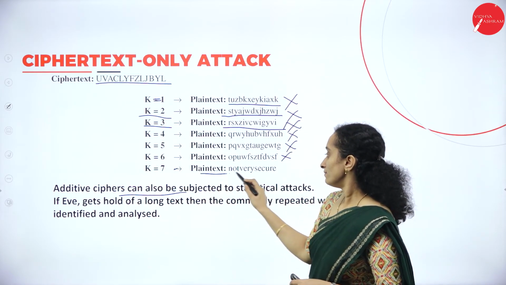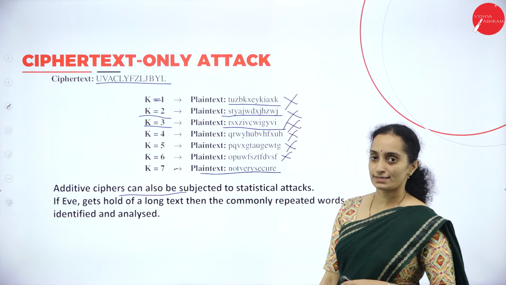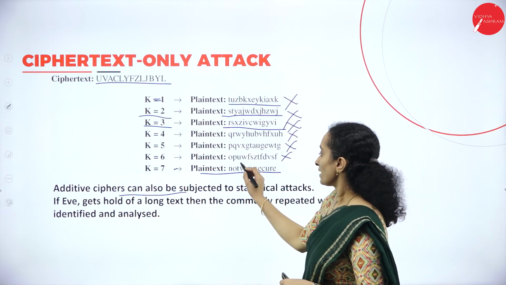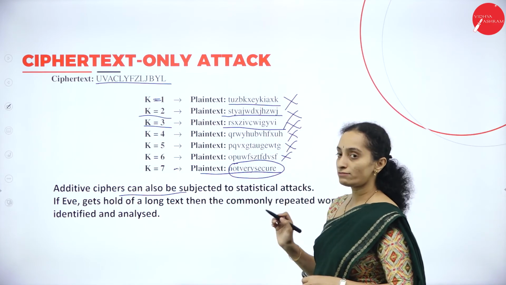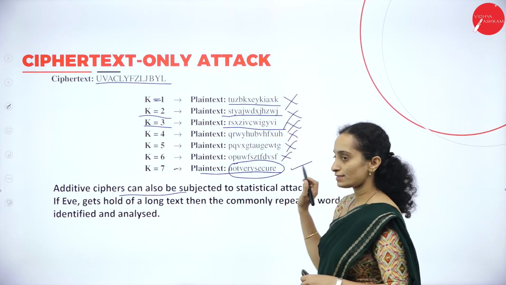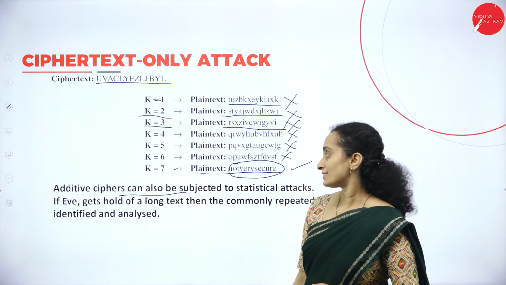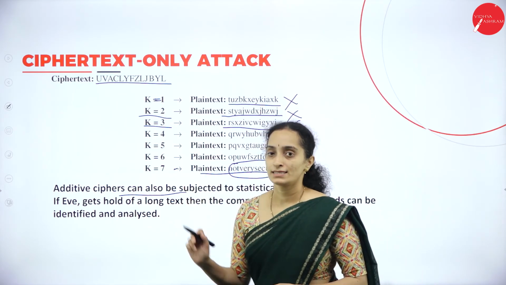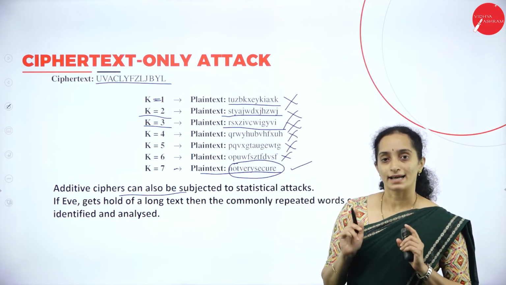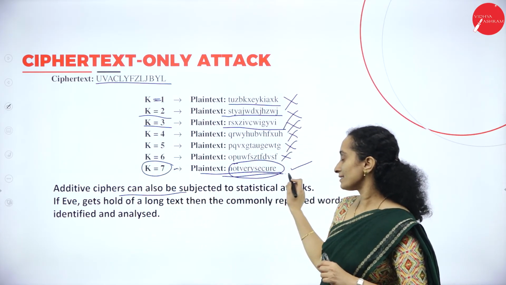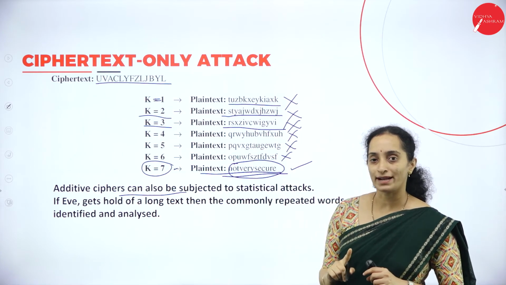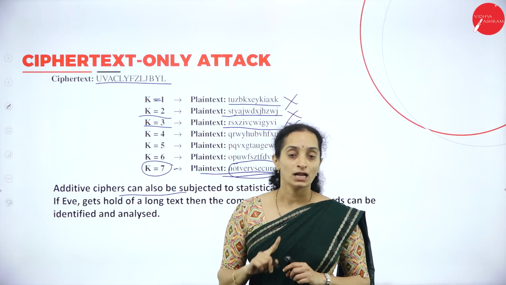When key 7 is applied, she will get a meaningful sentence. Not very secure. So, this is a meaningful sentence. That means she has come to the conclusion that the key you have used is 7 and this is the original message or the plain text that has been sent over the internet.